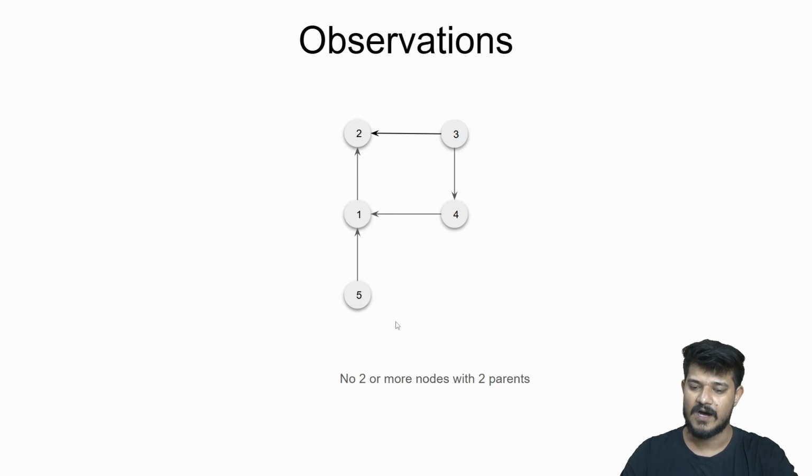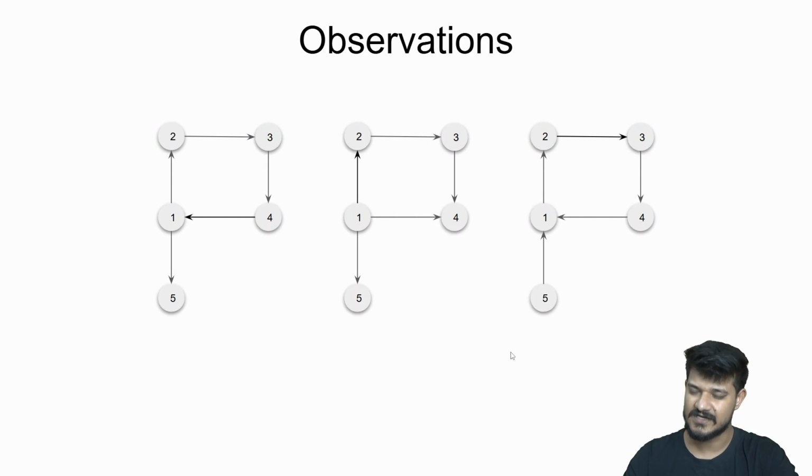That's why in the input that is given to us, there can be zero or one nodes with two parents, not more than that. There won't be two or more than two nodes with two parents, right? This is observation one, and let's take a look at the other observation.